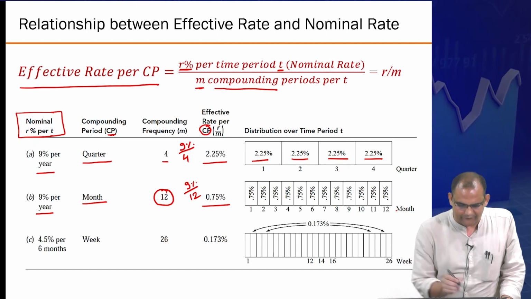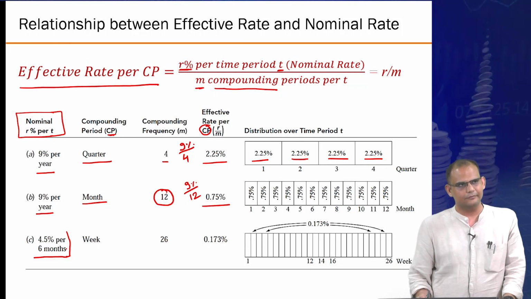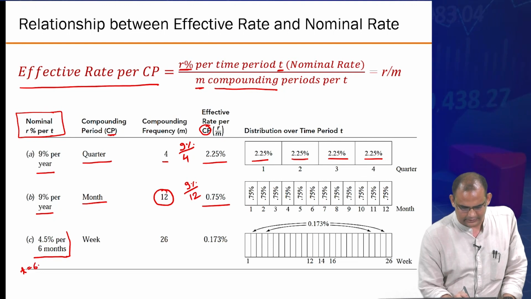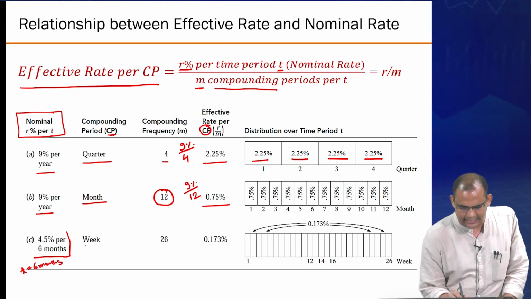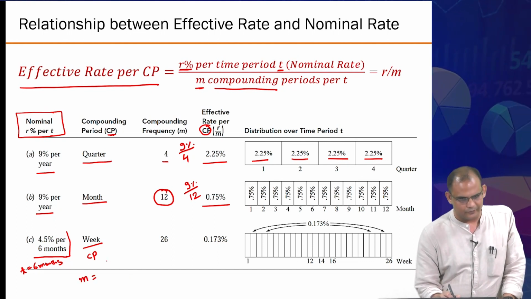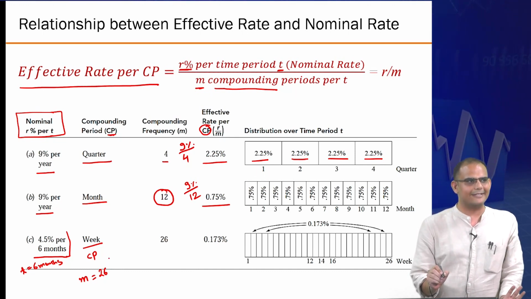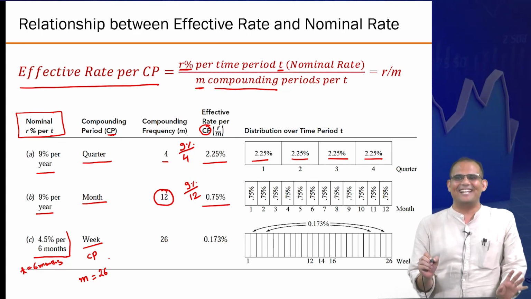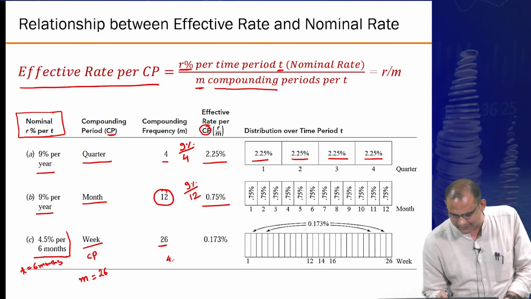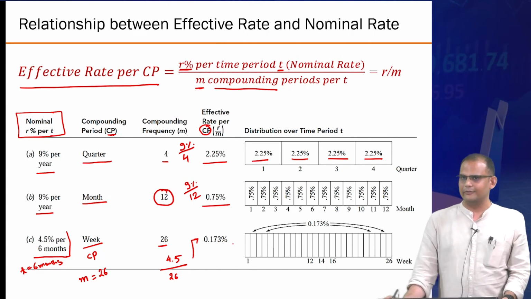Okay. If I say it's 4.5% per 6 months, t is equal to 6 months, and I am saying CP is weekly. What is m? Don't tell me that I did not teach this formula. How many weeks in 6 months? Don't tell me that this value was not given, so I could not use it. Okay. So your rate essentially becomes what? 4.5 divided by 26. Check if it's the correct value.